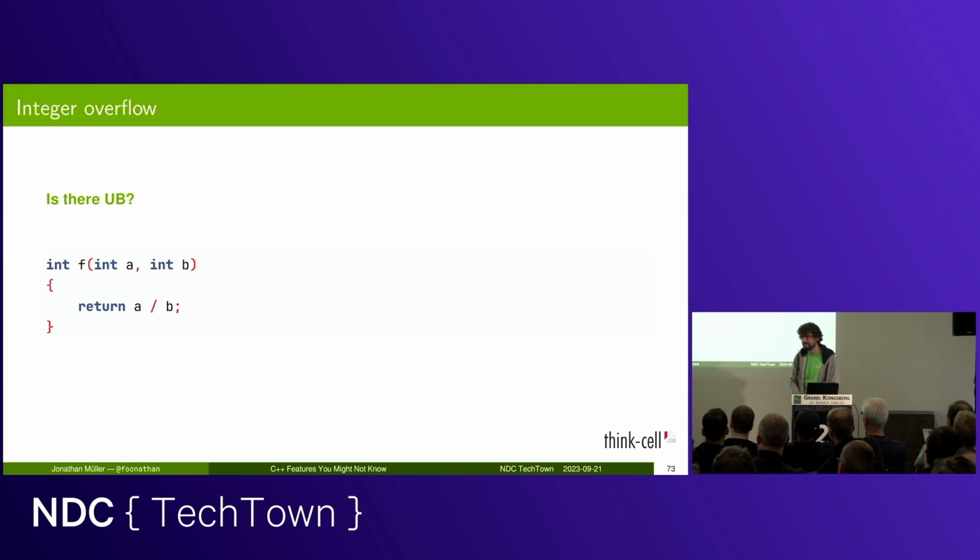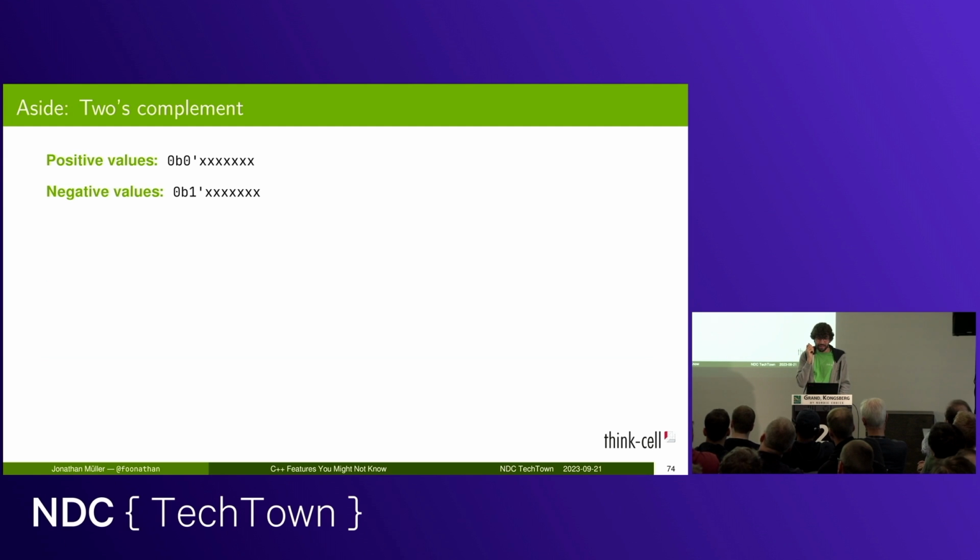What about division? Is there undefined behavior in division? Yeah, divide by 0. B is non-zero. Is there undefined behavior in this function? Yes, there is. Because of 2's complement. So in 2's complement, positive values start with a 0, and then we've got some bits, and negative values start with a 1.